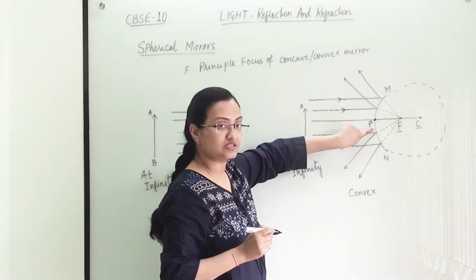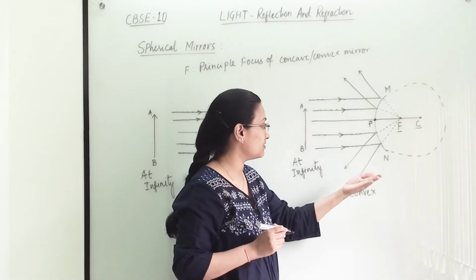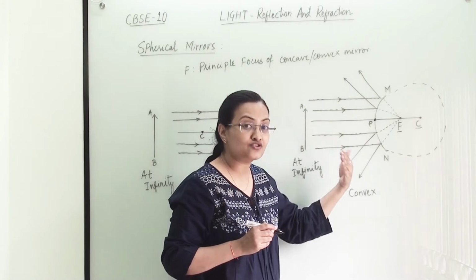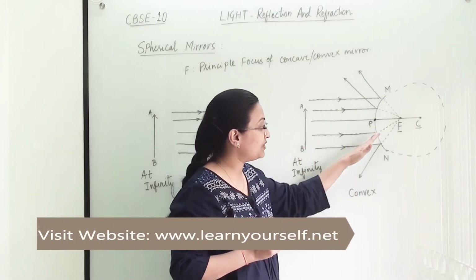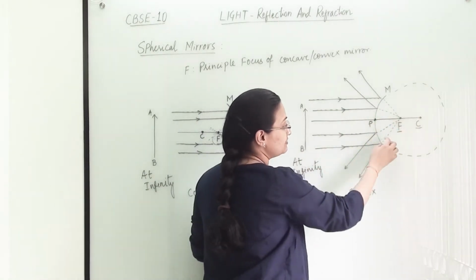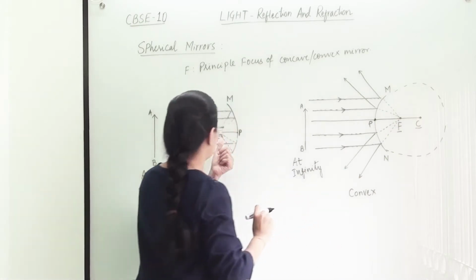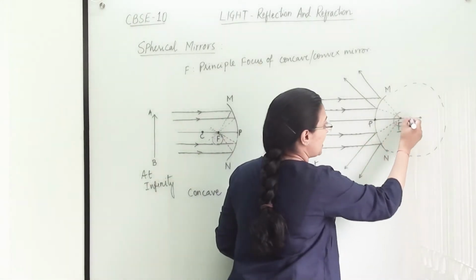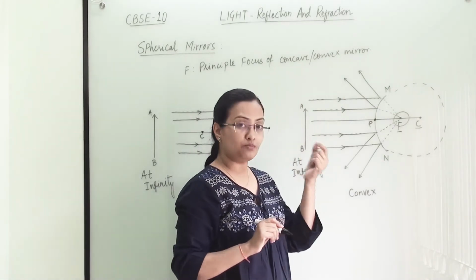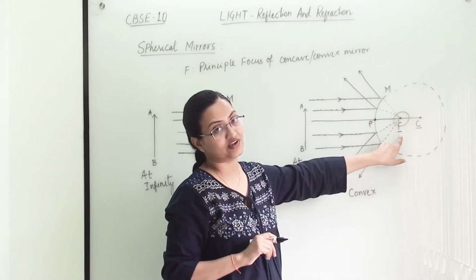Here this surface is our mirror, so both of these points will lie behind the mirror. We cannot see these rays actually intersecting, but when we extend them, they go further behind the mirror and intersect each other just like this. Behind the mirror they will intersect and give us one point in between P and C, and that is known as the principal focus of the convex mirror.